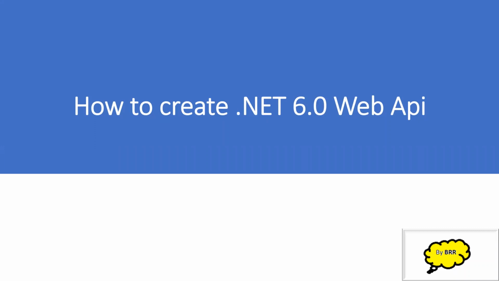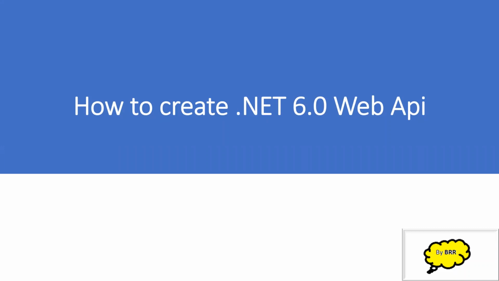In today's session, we'll talk about how to create a web API using the .NET 6.0 framework, which is the latest version of .NET. In the earlier session, we talked about the API introduction, like how it works and the flow of connecting between the website and the client.